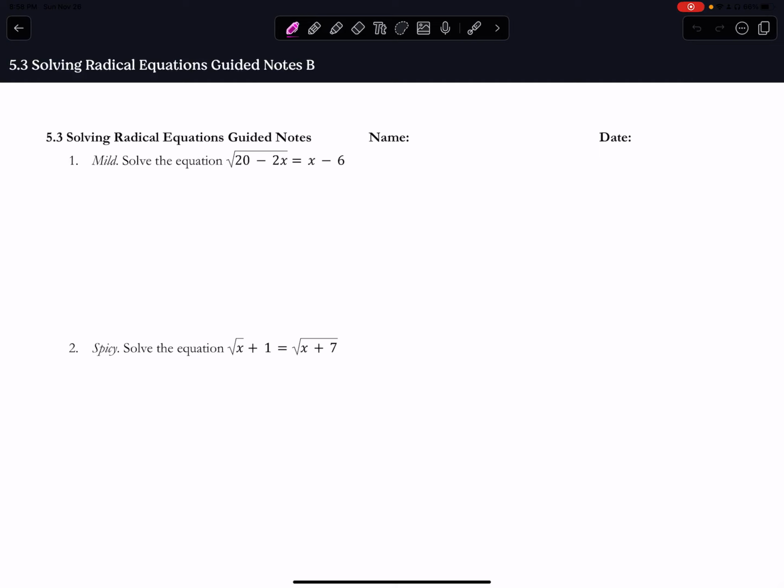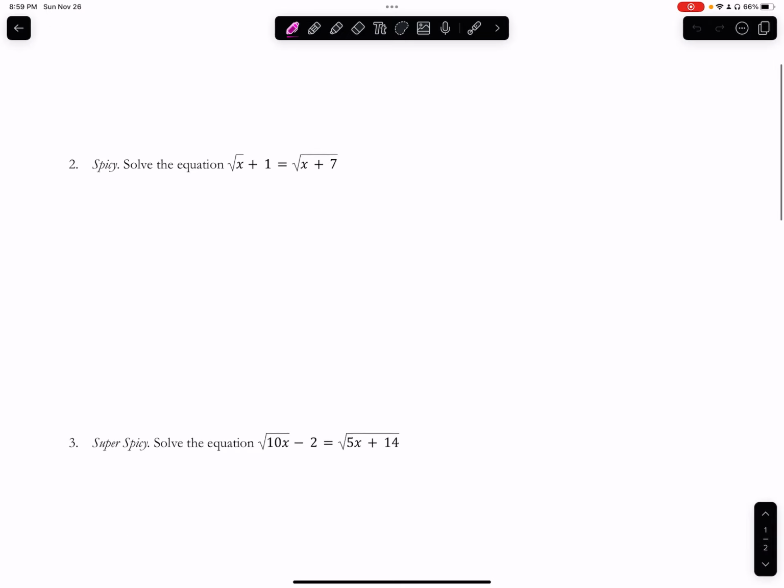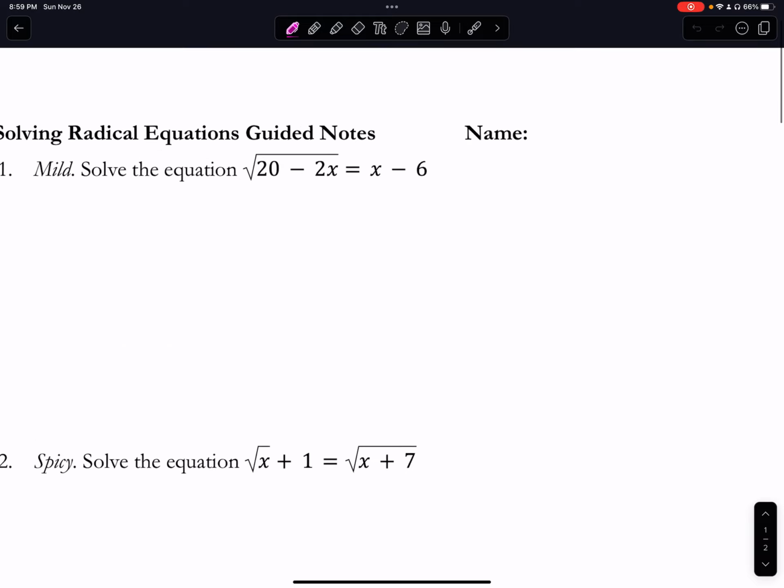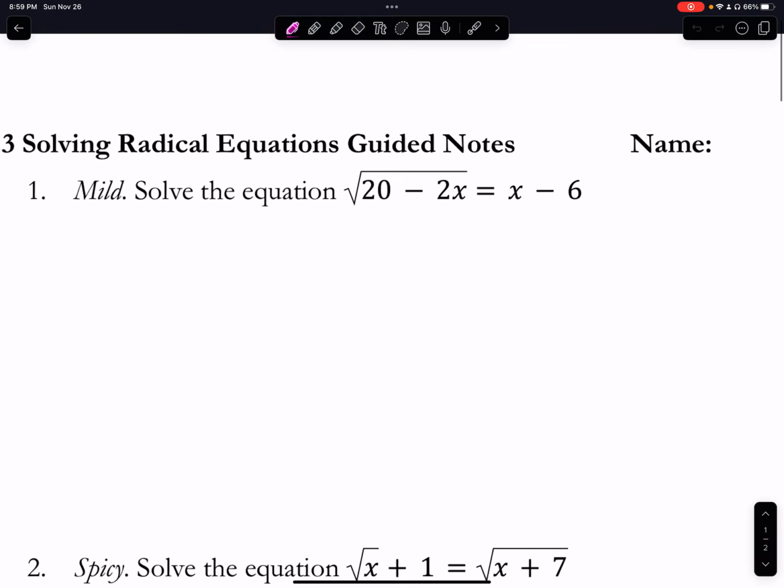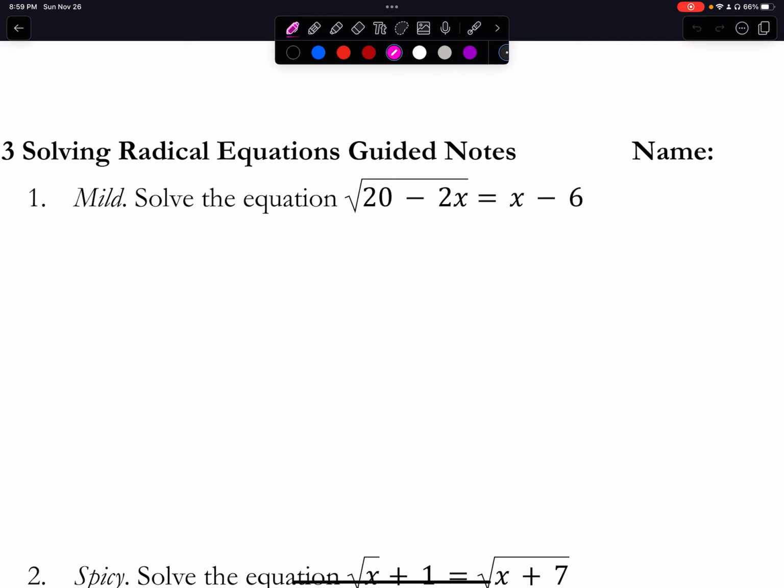Okay, so this is solving radical equations with a little bit more challenging. We've got a mild one, a spicy one, and then a super spicy one to deal with here. All right, so first of all, whenever we have a square root in our equation, we want to get rid of it to make it a little bit easier to work with.